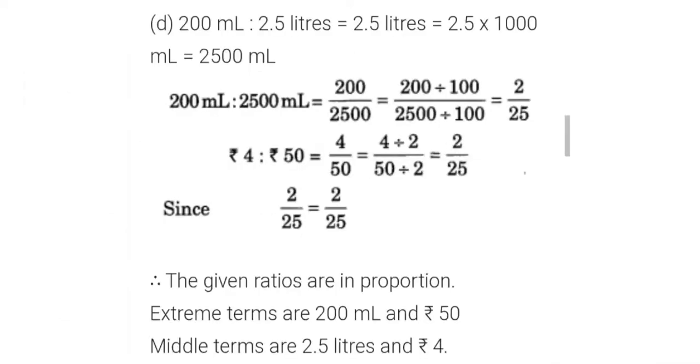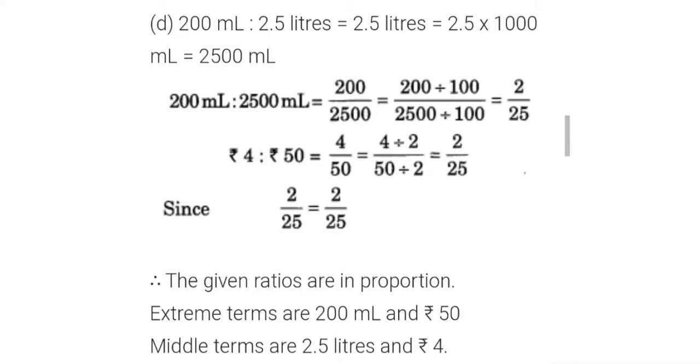See number D, 200 milliliter ratio 2.5 liter and rupees 4 to rupees 50. First this liter we have to convert into milliliter, so it will come 2500. So 200 upon 2500, both are divisible by 100, so it will come 2 upon 25. And rupees 4 to rupees 50, these two are divisible by 2, so it will come 2 upon 25. Now again both are equal. So the given ratios are in proportion and the extreme terms are 200 milliliter and 50 rupees and the middle terms are 2.5 liter and rupees 4.